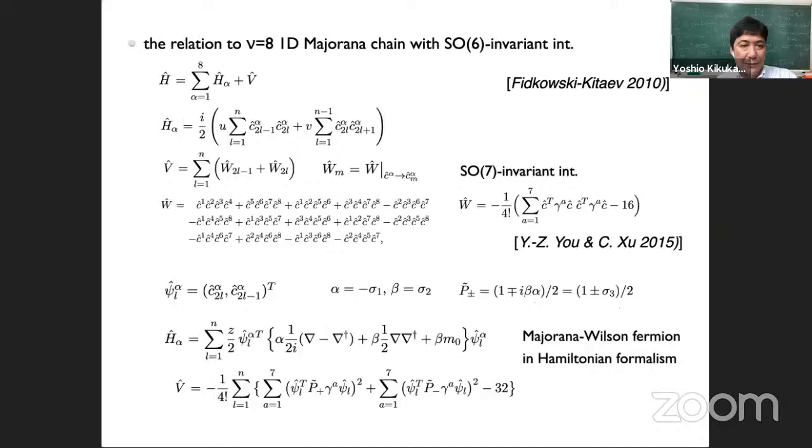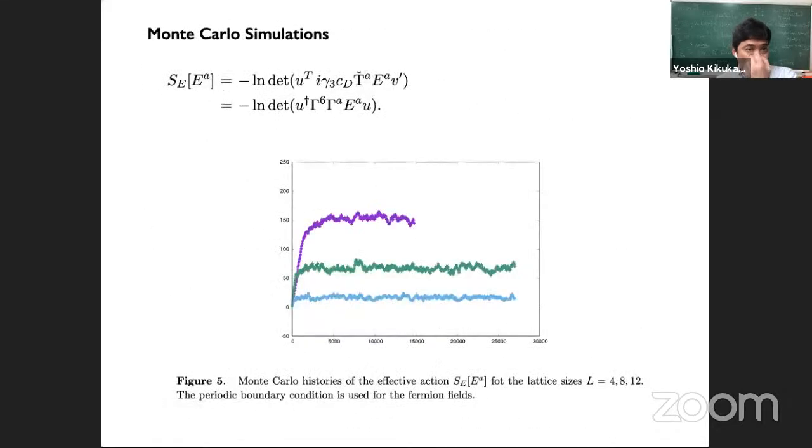Now let me show some numerical results about this model. Here I present some numerical simulation results. The simulation is performed for the auxiliary Spin(6) vector spin field, and its action is defined by the fermion determinant in this manner. We need to compute this action for each configuration and do Monte Carlo simulations. But as I said, this is real, so we can do this. This is a figure of the Monte Carlo history of the value of the action.